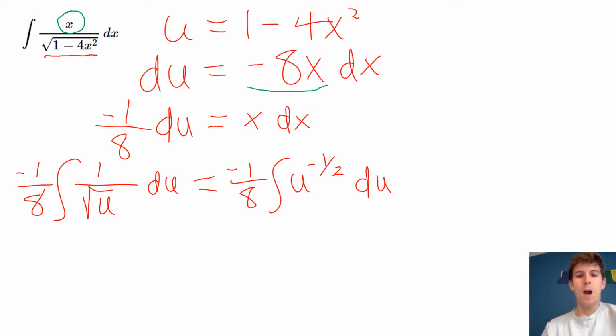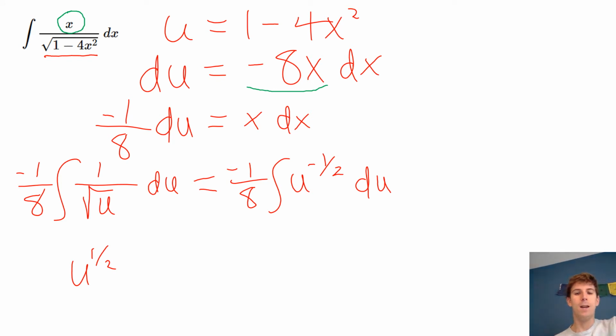All right, and now I'm ready to just use the reverse power rule. So add 1 to the exponent, and we'll have u to the positive 1/2. And then divide my coefficient by the new exponent. So negative 1/8 divided by 1/2 is the same as negative 1/8 times 2, which will be negative 1/4.